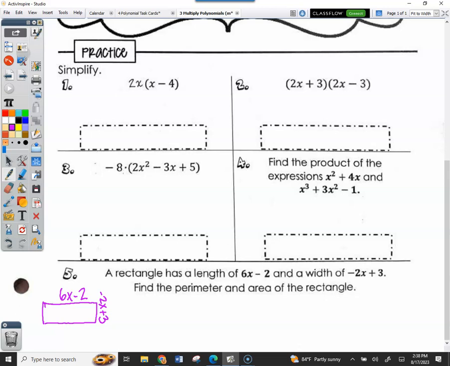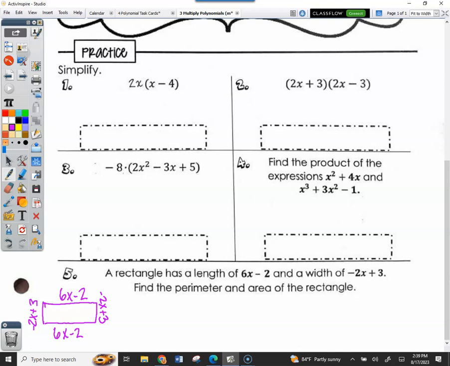So 2 ways to do this. One's the long way, which works, nothing wrong with it. You could say, well, hey, it's a rectangle, so what's this got to be? 6x minus 2. And then what's this got to be? Negative 2x plus 3. So that's one way to do it. And then you add up all four sides, right? Can anyone think of a shorter but also works way? Yeah, 6x minus 2 times 2. Yes? Keep going. Then negative 2x plus 3 times 2. And then add that, right?